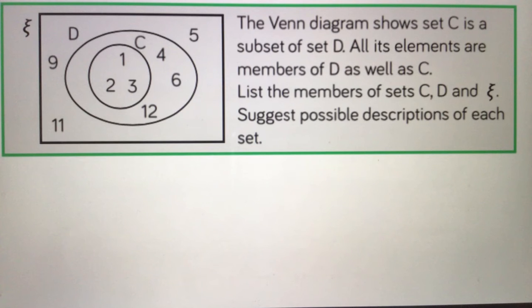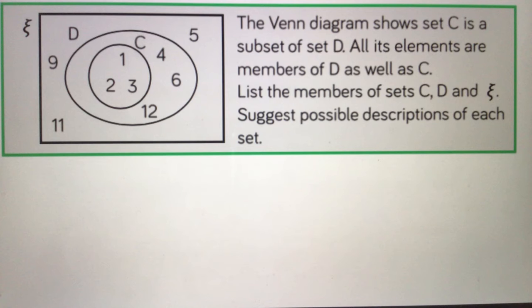Okay guys, so this is the second exemplar piece for Venn diagram sets. It says the Venn diagram shows set C is a subset of set D, and all its elements are members of D as well as C. List the members of sets C, D, and the universe. This is chai. We'll work on that pronunciation in a minute.